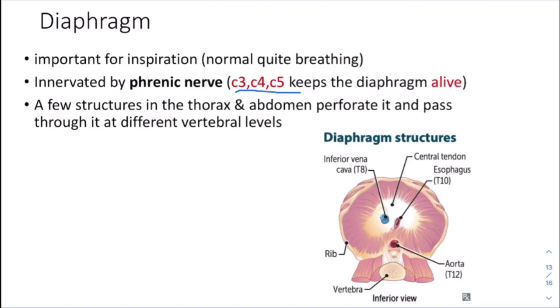A few structures in the thorax and abdomen perforate it and pass through it at different vertebral levels. So here we have the vertebra. For example, here we have T12, or the 12th thoracic vertebra, and you can see that perforating the diaphragm at this level is the aorta. So we say the aorta perforates the diaphragm at the level of T12. And now we'll talk about a few important structures that perforate the diaphragm.